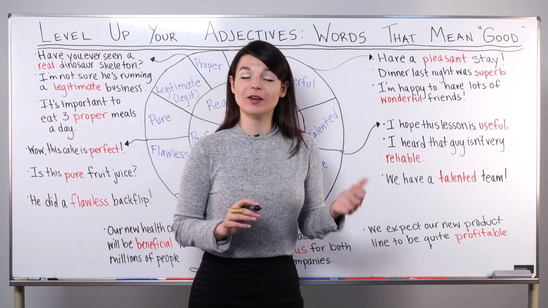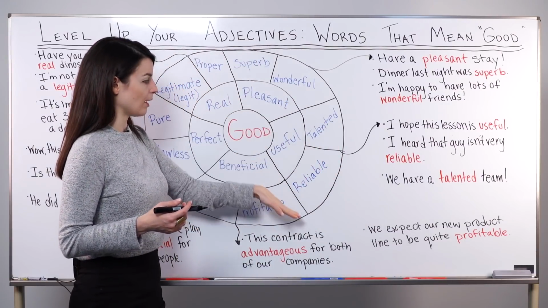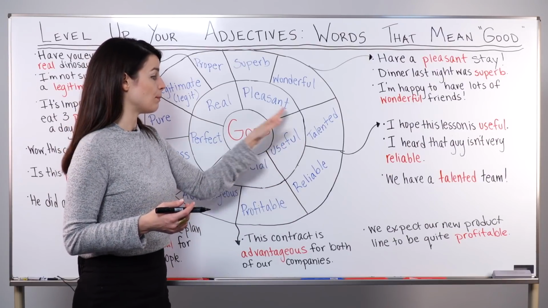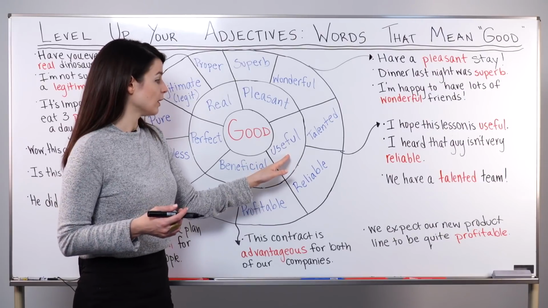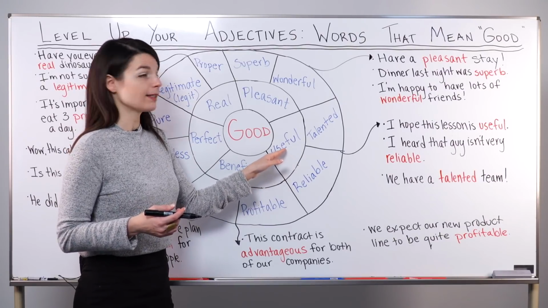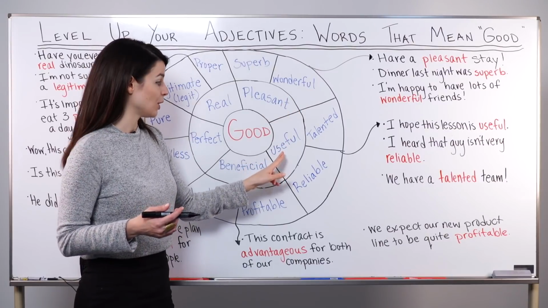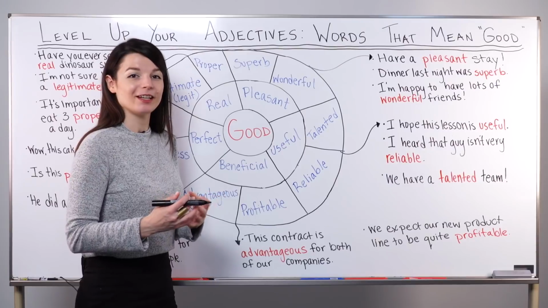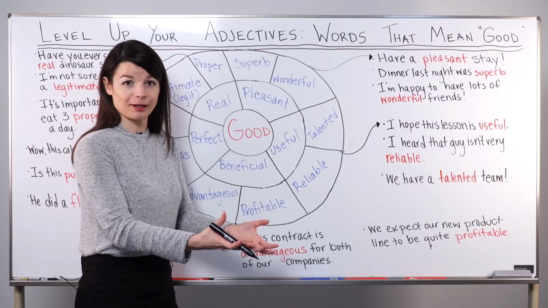Okay, let's move on to the next section of this wheel. Let's move on to this part right here, these three adjectives. The first word, the base word here is useful. So again, we can take the same approach we took to wonderful and break this word down. Useful means something that is full of uses. So that means we can use it for something, and that's a good thing.